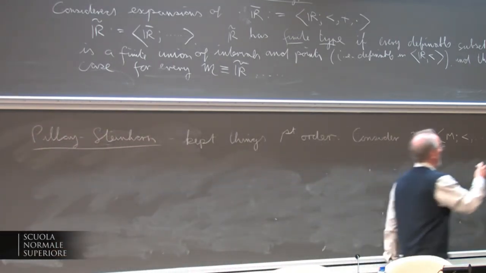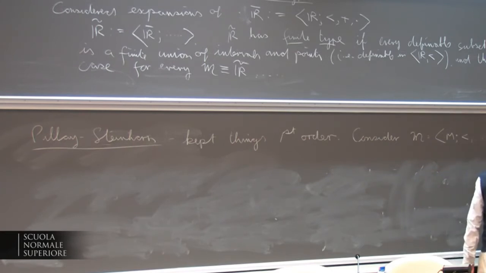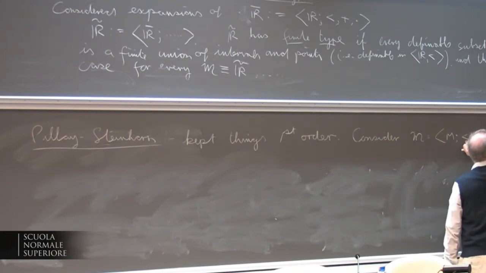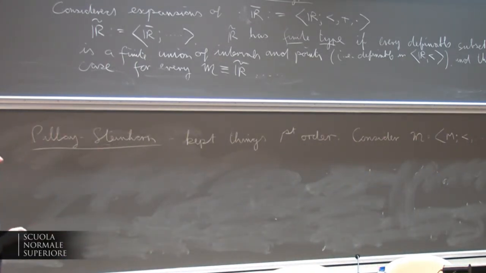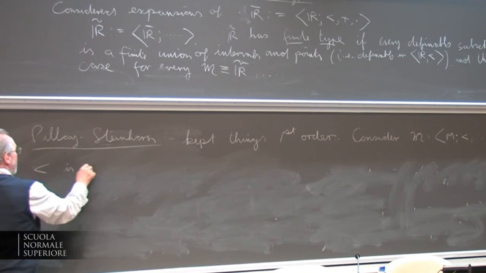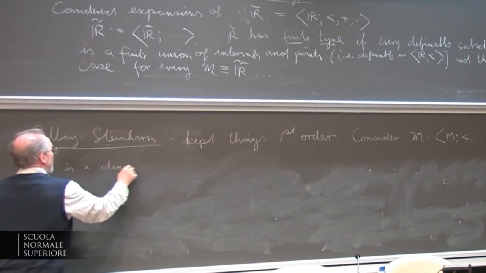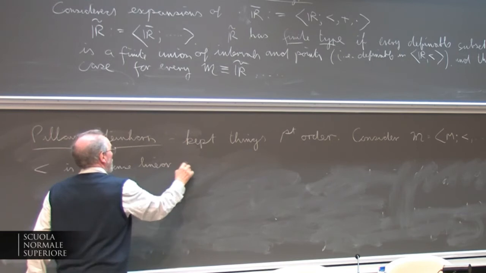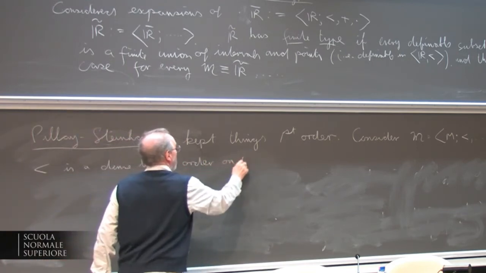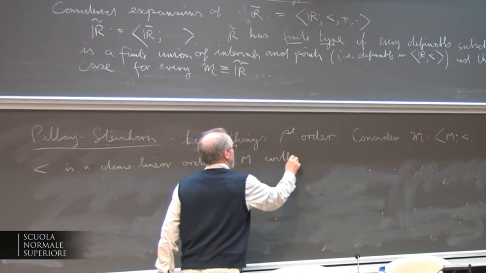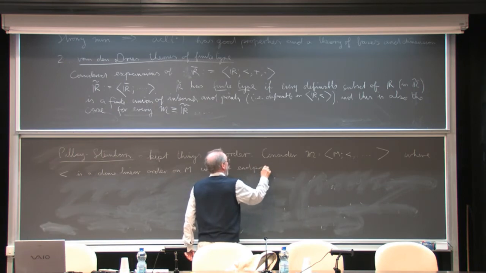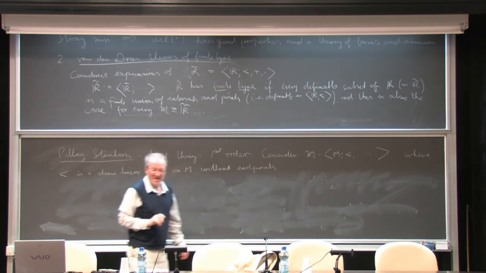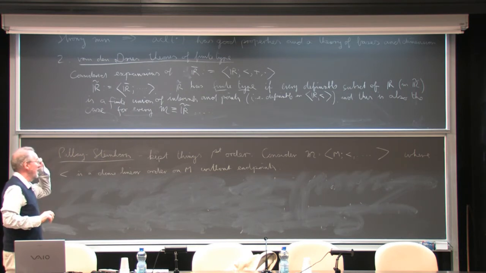Well, at first they considered this to be an arbitrary ordering, but it soon became clear that the most interesting case is where it's a dense linear order on M without endpoints, without a first or last element. They do the general case, but nothing much exciting happens if it's not dense.